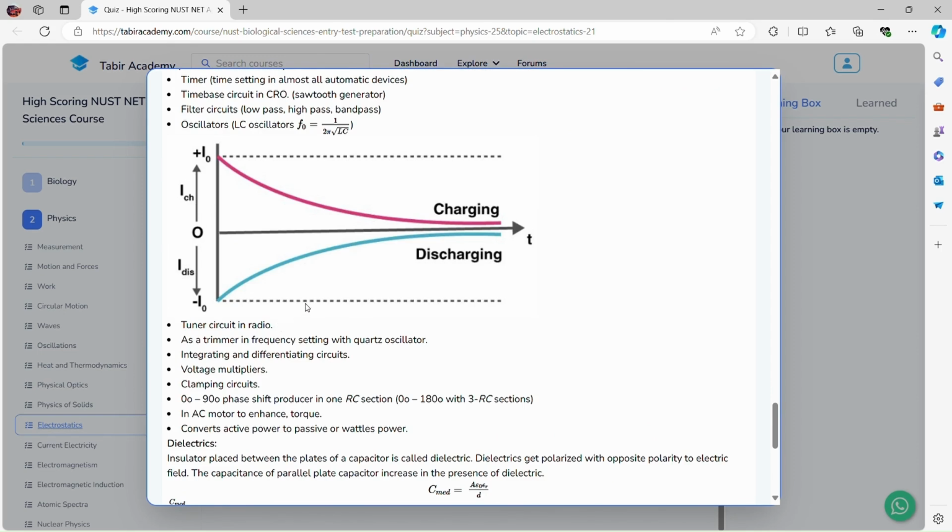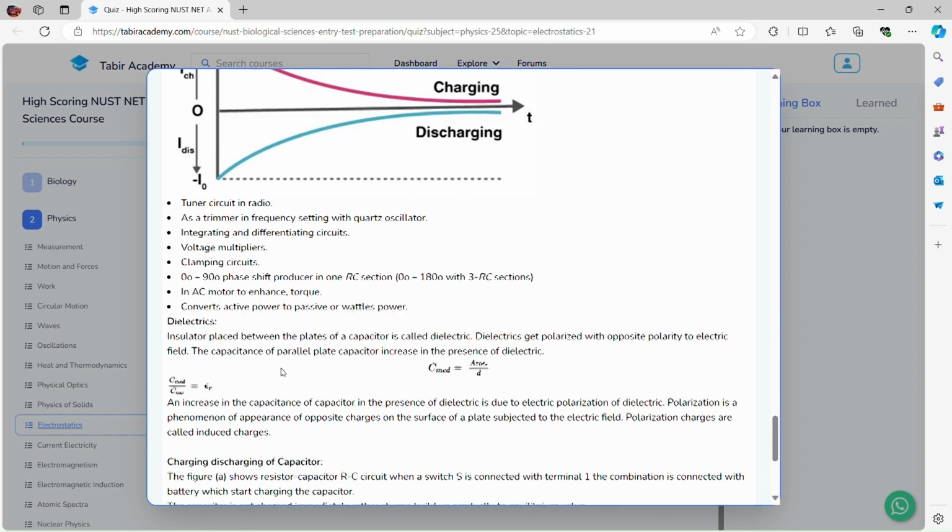This is your tuner circuit in radio. It's a trimmer in frequency setting with quartz oscillator, integrating and differentiating circuits, voltage multipliers, clamping circuits, phase shift producer in one RC section, in AC motor to enhance torque, converts active power to passive or wattless power.